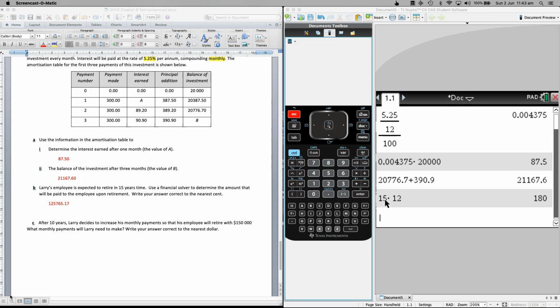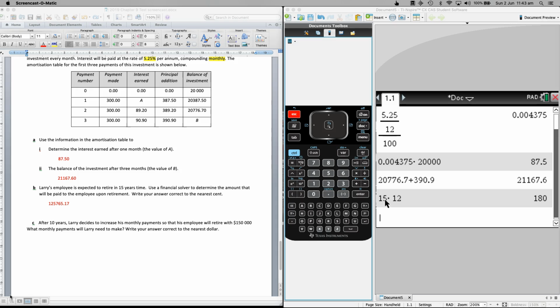So the last part of the question C, we're told that after 10 years, Larry decides to increase the monthly payment and he wants to have his employee retire with $150,000. So we're actually going to have to do this part of the question in 2 steps. We need to find out what our future value is at 10 years. And then we need to decide what will be a new payment to end up with a total future value of $150,000, which would be at the 15-year mark.